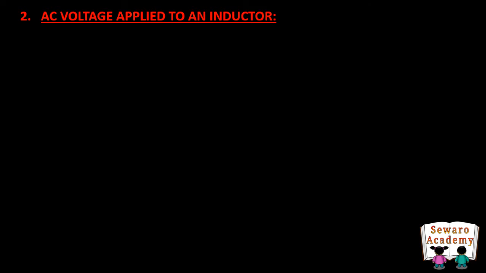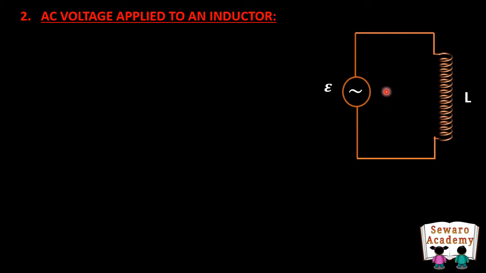Now we analyze the AC circuit containing only the inductor. Inductor means coil. So here is a circuit diagram where AC voltage is applied to a circuit containing only the inductor represented by L. As we already know, the expression for AC voltage is V equals Vm sin omega t. Let this be equation number 1.